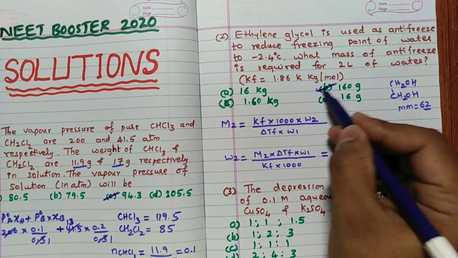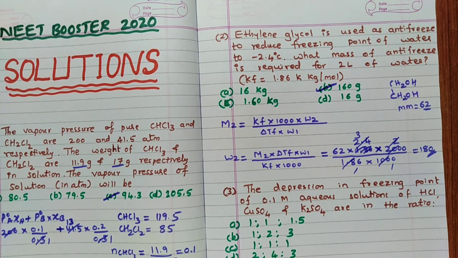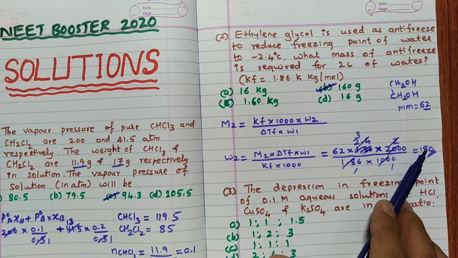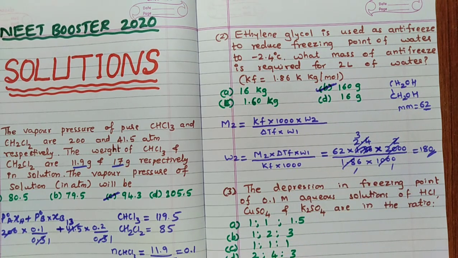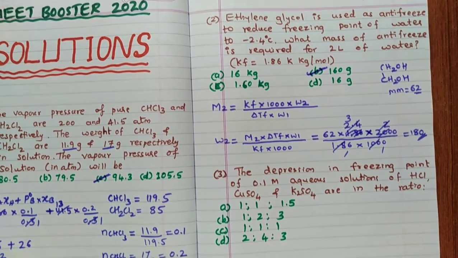So answer is B. See, in the shortcut you can do it like this, right? 160. So 180, 160. You can calculate. If you have any doubts, you can comment. So answer is 160.